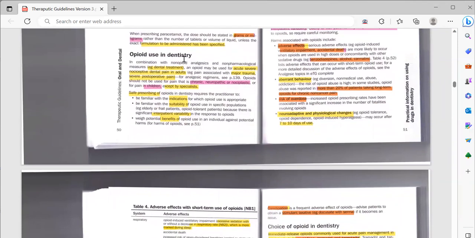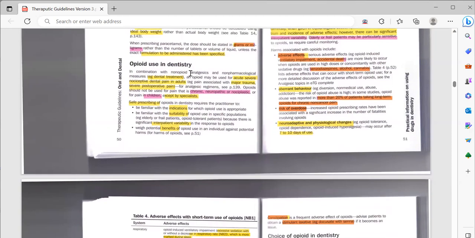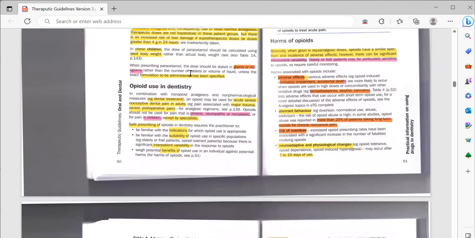Opioids used in dentistry should be combined with non-opioid analgesia and non-pharmacological measures, that is, the dental treatment, which is the most effective treatment for dental pain. Opioids may be used for acute severe nociceptive dental pain in adults.